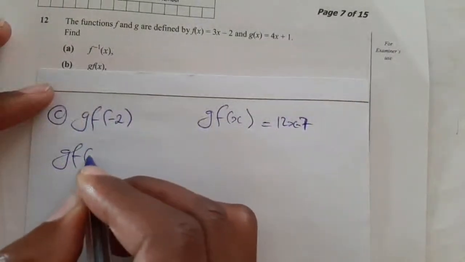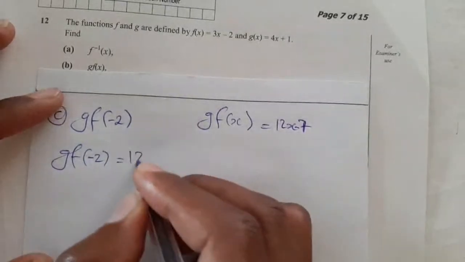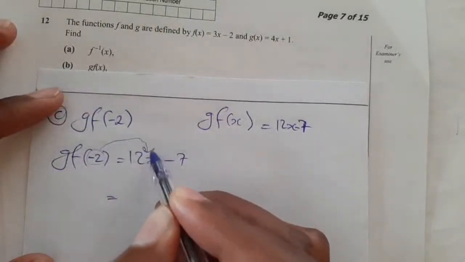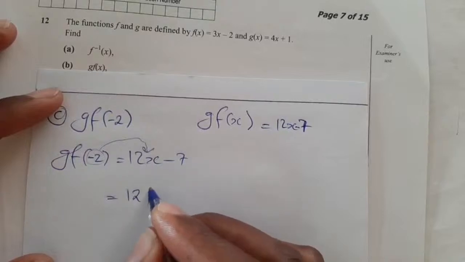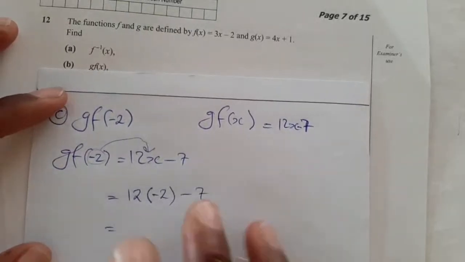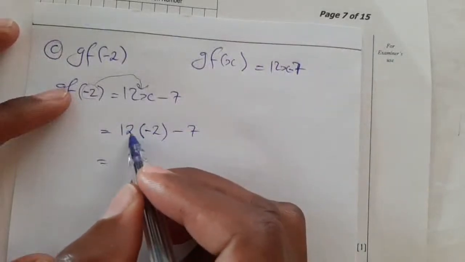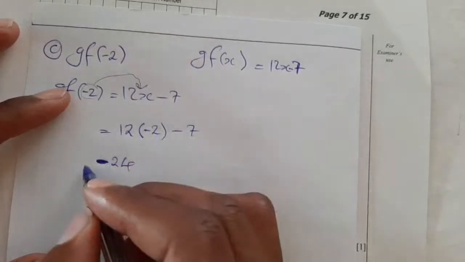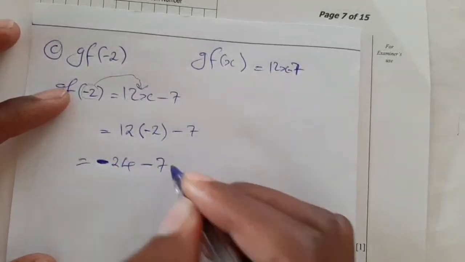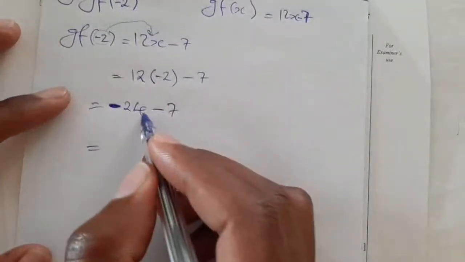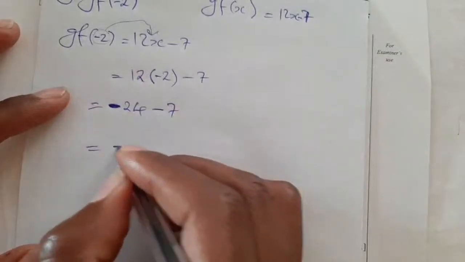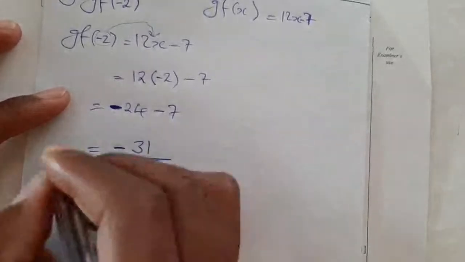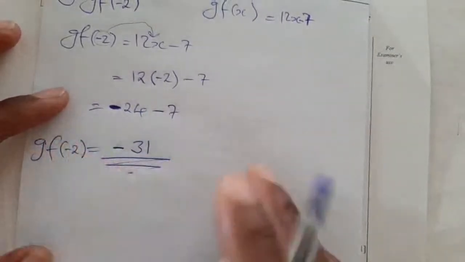So g f of x, f of negative 2, equals 12x minus 7. The number inside the brackets has to be substituted where there is the x. So 12 times negative 2 minus 7. 2 times 2 is 4, 2 times 1 is 2. Since it's a negative, we are multiplying different signs, so it will be negative 24 minus 7. Then negative 24 minus 7, same signs, we maintain the sign and add. So this will be negative 31 as your g f of negative 2.